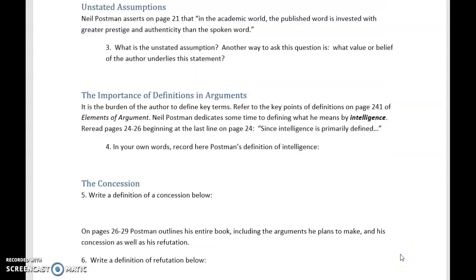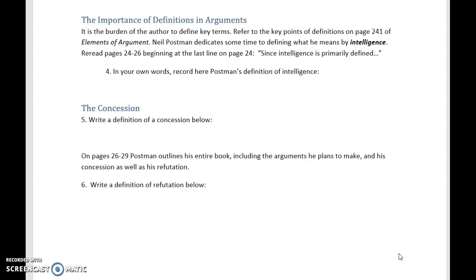But let's look at the importance of definition in arguments. So often an author will define their own term or create their own term, and in this respect, Postman is talking about intelligence and has a specific definition. If you're looking at my instructions, I guide you to where I want you to find it, and I just want you to put this in your own words.